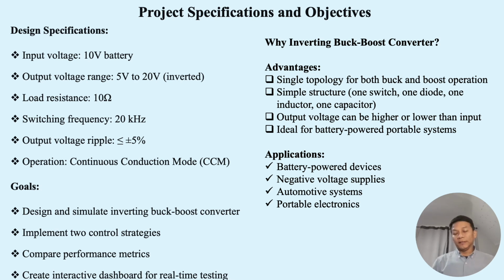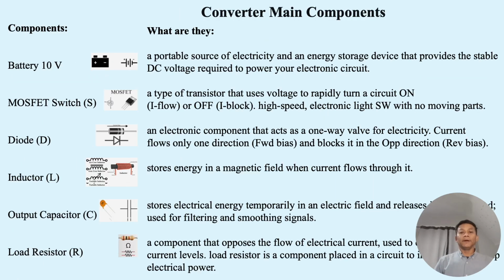Why this converter? Because there are a lot of advantages. It has a single topology and a simple structure. Output voltage can be higher or lower than the input. Ideal for battery power portable systems. There are a lot of applications for this converter, such as battery power devices, negative voltage supplies, automated systems, and portable electronic devices.